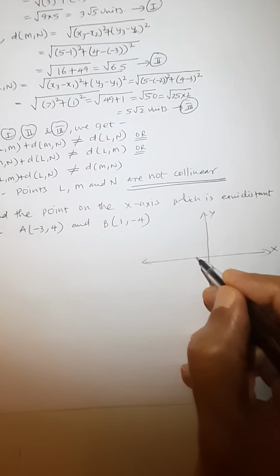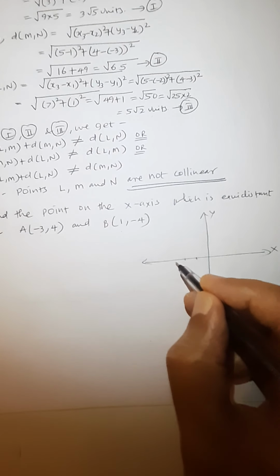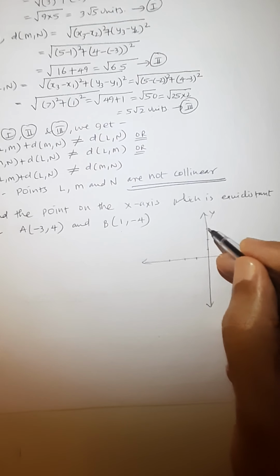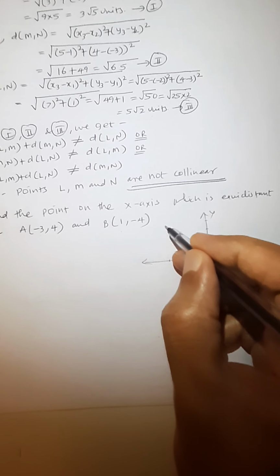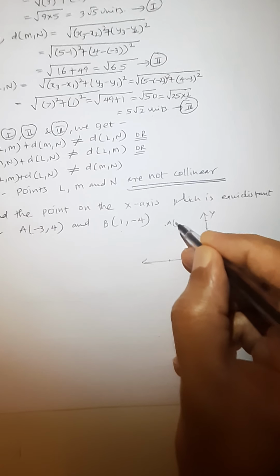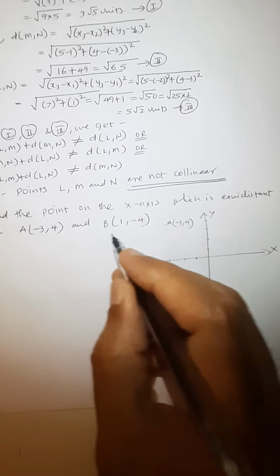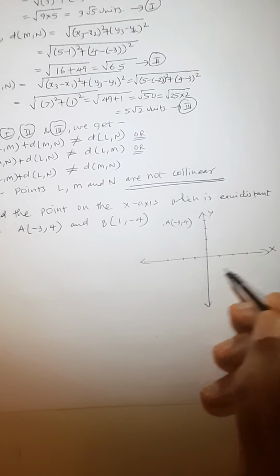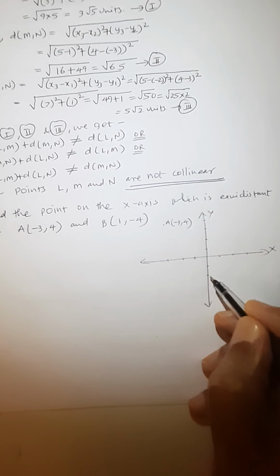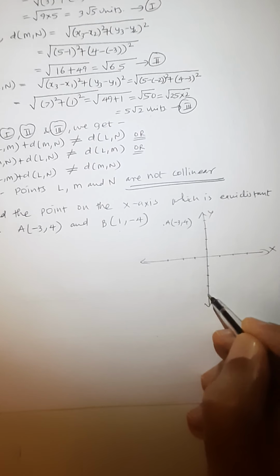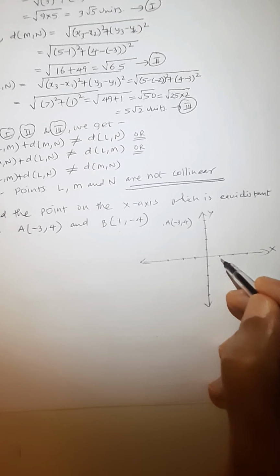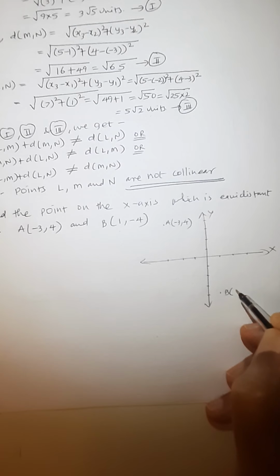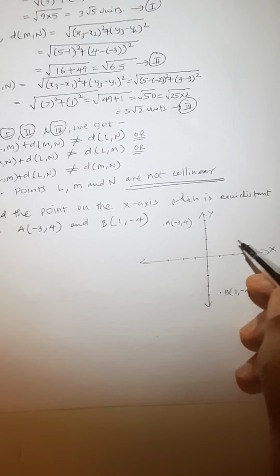For (-3, 4), here 1, 2 and 3, and 4 is up: 1, 2, 3, 4. So approximately it is the point here, A (-3, 4). And B is (1, -4), so here 1, 2, 3 positive, and these are negative: minus 1, minus 2, minus 3, minus 4. So (1, -4) is a point here, B having coordinates (1, -4).